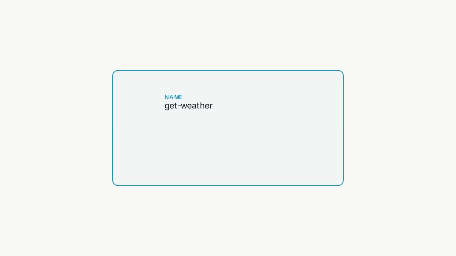First, a name like get weather. Second, a plain language description of what the tool does and when to use it. Get the current weather for a city. Use this whenever the user asks about weather. And third, the parameters, the inputs the tool needs, in this case a city, as text.